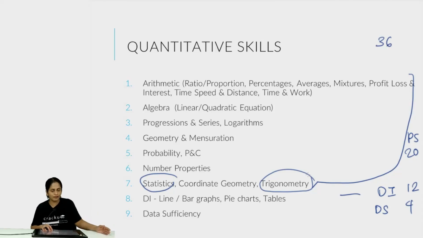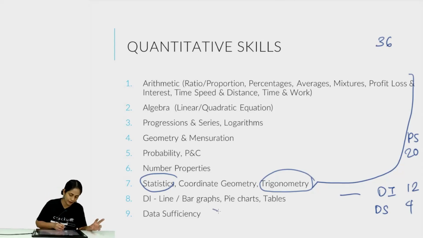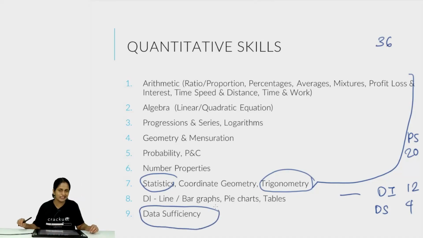You will have to just convert the charts data into table format and spend some time calculating. The other part which you might not have a lot of experience with is data sufficiency. Data sufficiency nowadays doesn't really come in CAT, but it comes regularly in NMAT. You can expect at least 4 questions over here of data sufficiency type.